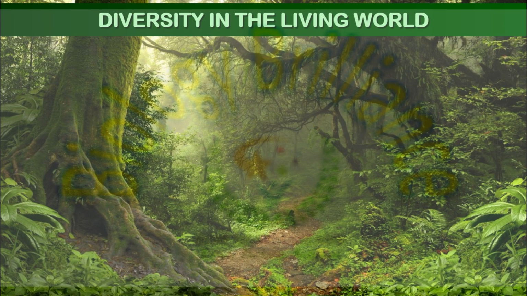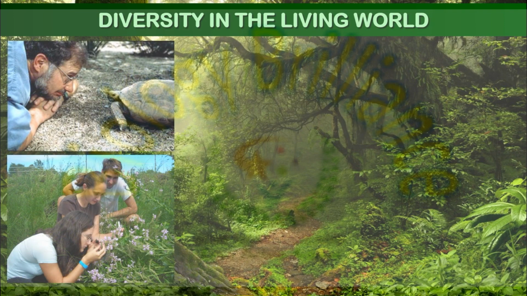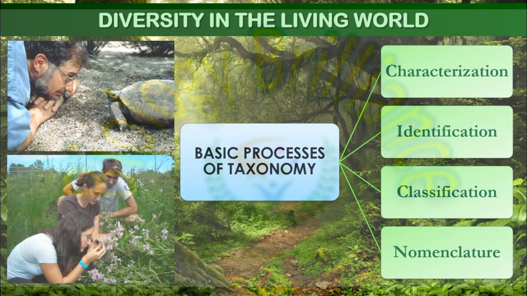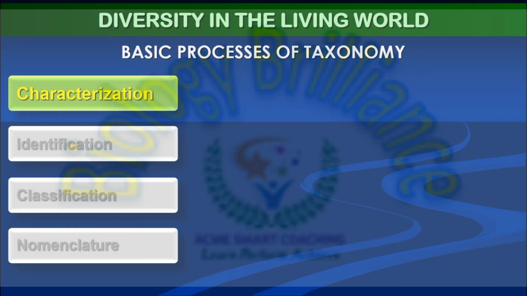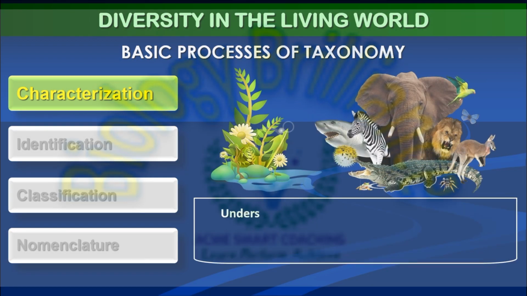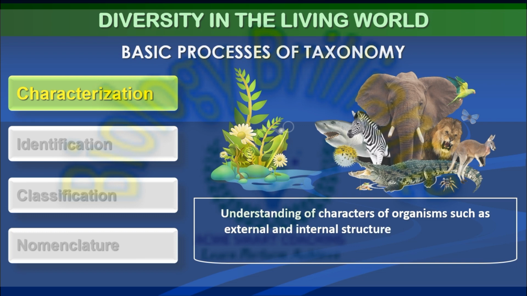The basic process of taxonomy consists of characterization, identification, classification and nomenclature. Characterization: it is understanding the characters of organisms such as external and internal structure, structure of cell, development process, ecological information, etc.